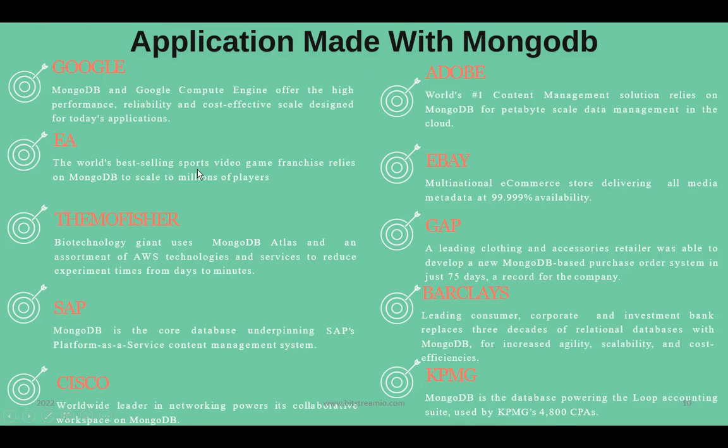In the keypad, mobile and all. So this is also using MongoDB. Thermo Fisher, a biotechnology company, uses MongoDB Atlas, and SAP uses it as the company's core database underpinning SAP's platform-as-a-service content management system. So SAP is used for content management, and Cisco, the worldwide leader in network providers, uses it for a collaboration workspace on MongoDB. Adobe, like you are using Adobe, no?